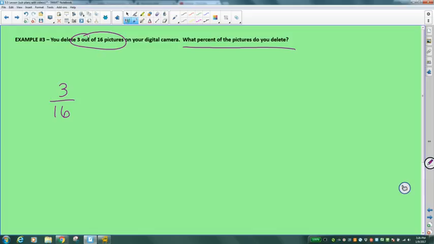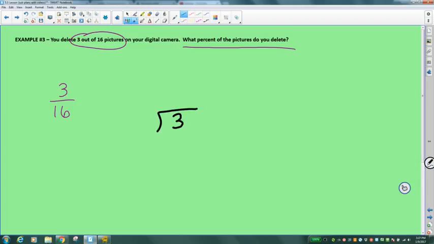So I can choose either of the two methods that we talked about before. Do I know a number I can multiply or divide 16 by to get to 100? I don't off the top of my head. So in this case, the better choice of the two would probably be to use the second method. So let's go ahead and divide.